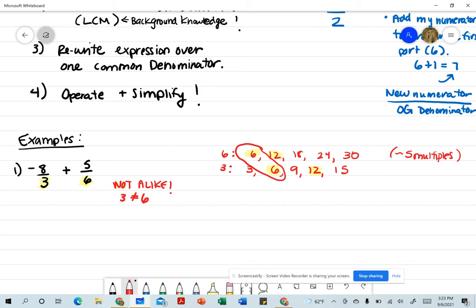So if we notice, we actually only have to list 2 multiples of 3 to get a common multiple, and that's fine, right? That's why I say approximately 5. If you find a commonality right away, you can stop listing your second set of multiples. So in this case, our common denominator is 6. Okay.